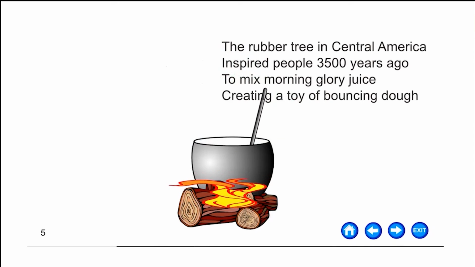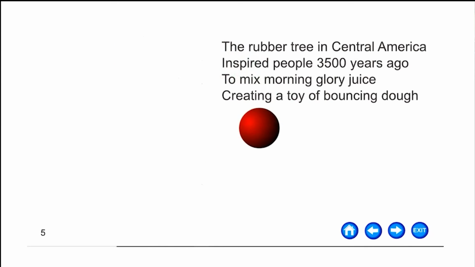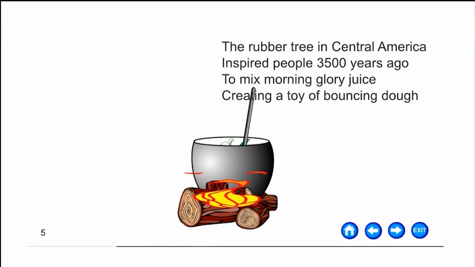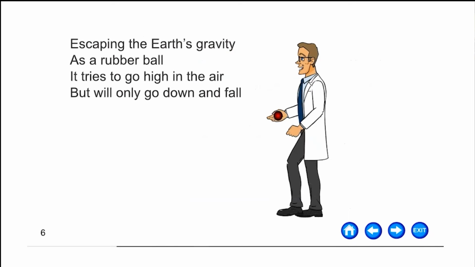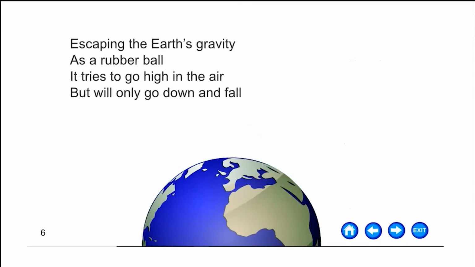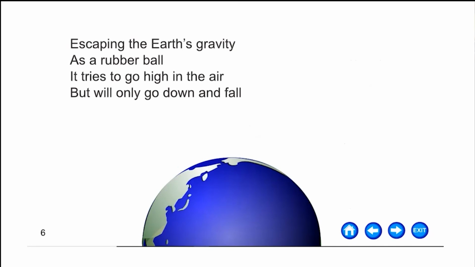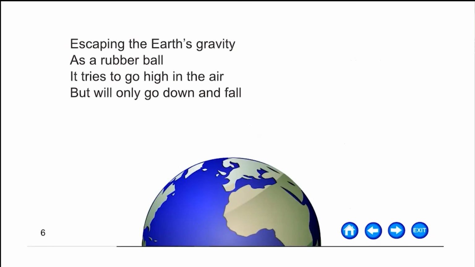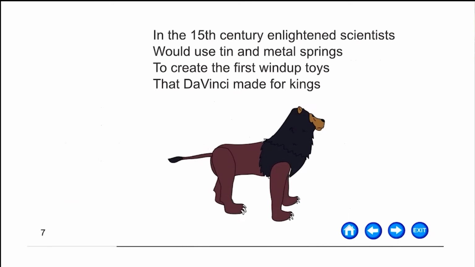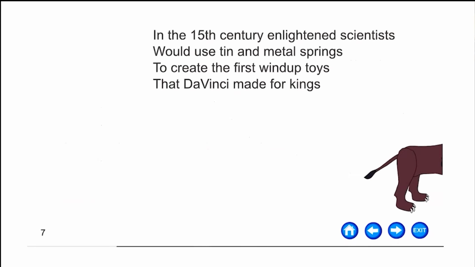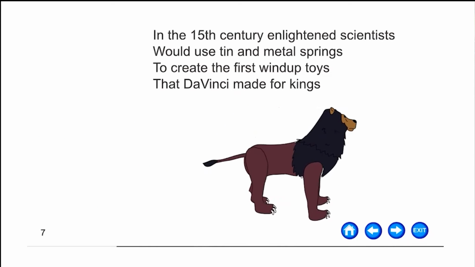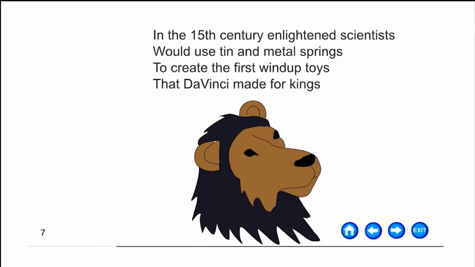The rubber tree in Central America inspired people 3,500 years ago to mix morning glory juice, creating a toy of bouncing dough. Escaping the Earth's gravity as a rubber ball, it tries to go high in the air, but will only go down and fall. In the 15th century, enlightened scientists would use tin and metal springs to create the first wind-up toys that Da Vinci made for kings.